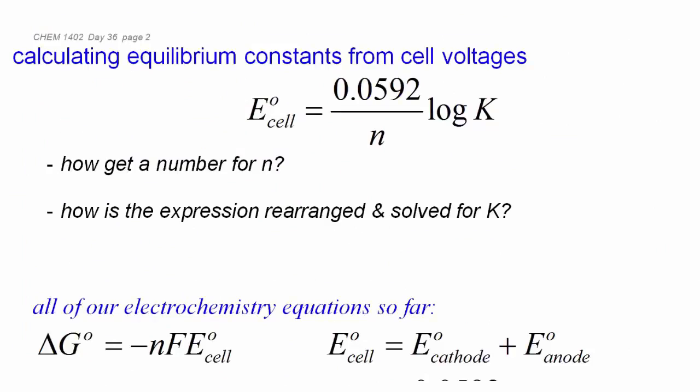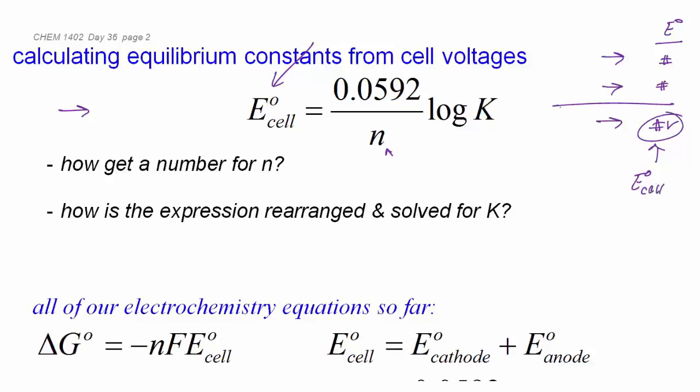Okay, let's start out with calculating equilibrium constants from cell voltages. Here's our expression. The standard cell potential is equal to 0.0592 over n log of K. Well, what's this n? Do you remember, to get E0 cell, we took two reactions, we added them up, and we got an overall reaction, and we had our E0s over here, and we added them up, and that's how we got E0 cell.